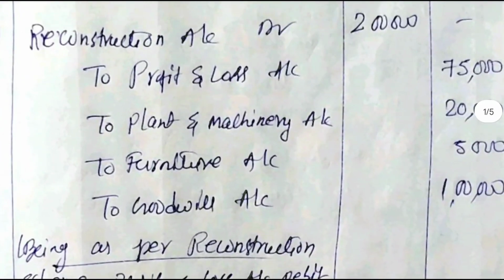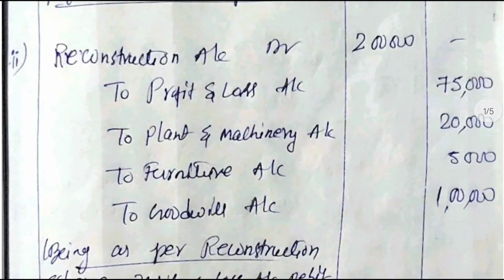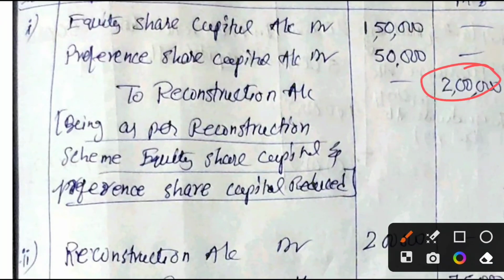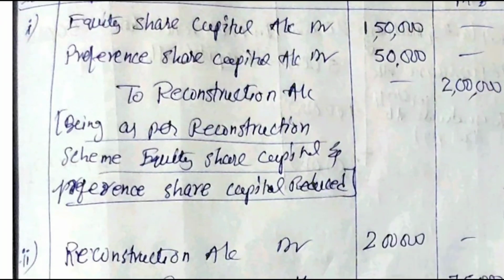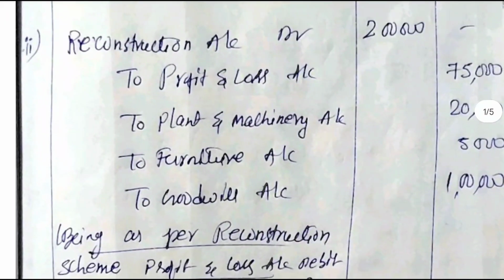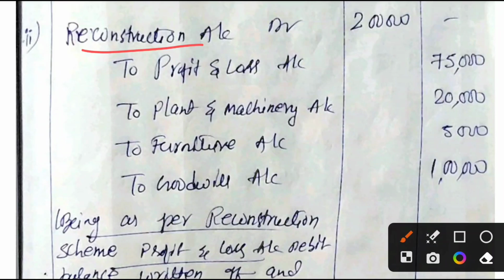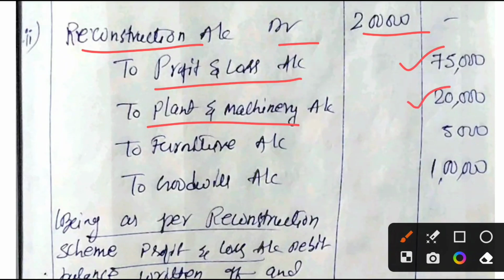Here also in this. So let us see the next general entry. Here you can see in reconstruction account we are having 2 lakhs that will be debited in next general entry. In the next general entry they are saying reconstruction account debit 2 lakhs, to profit and loss account 75,000, to machinery 20,000, to furniture 5,000. These have been given in the question to reduce, and balance with the goodwill to write off.